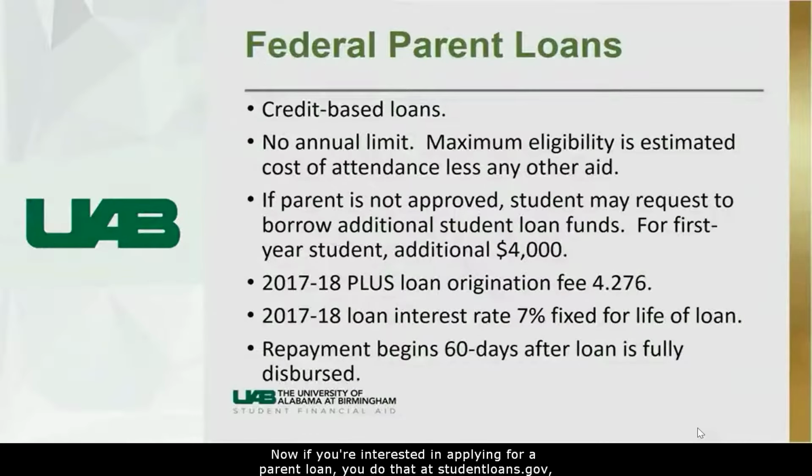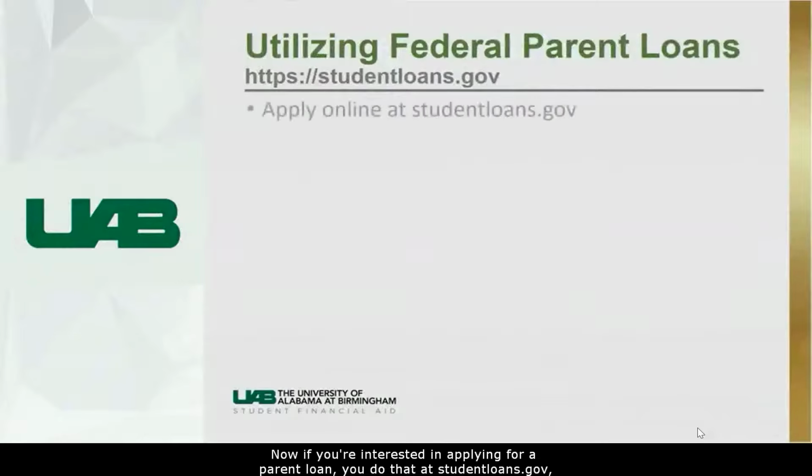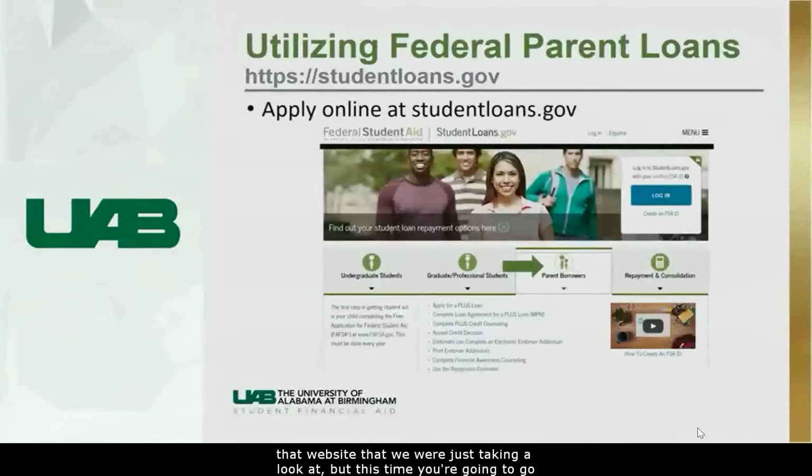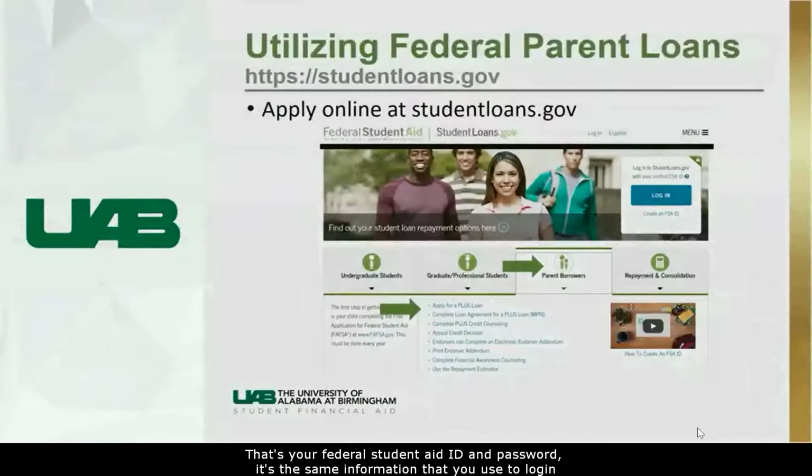Now, if you're interested in applying for a parent loan, you do that at studentloans.gov, that website that we were just taking a look at. But this time you're going to go to the parent borrower section of that website, and then the very first thing is to apply for the PLUS loan, and then you can complete the master promissory note for that loan as well. You notice in the top right-hand corner of the screen, there's a login. That's your federal student aid ID and password. It's the same information that you use to log in and complete the Free Application for Federal Student Aid.